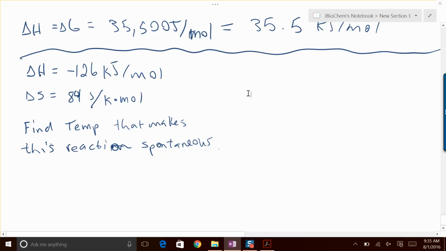So this is a little bit of a different question. We're given delta H and delta S, but we're not given the temperature. So we need to find the temperature that makes this reaction spontaneous. We're still going to use the equation delta G equals delta H minus T delta S.